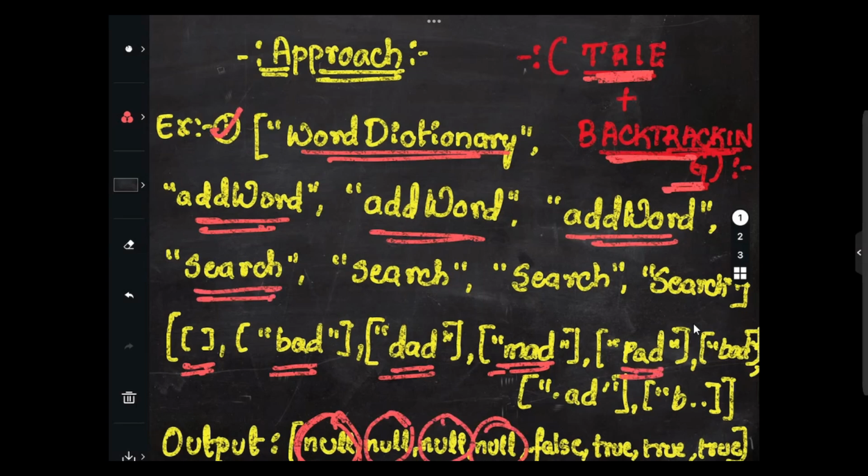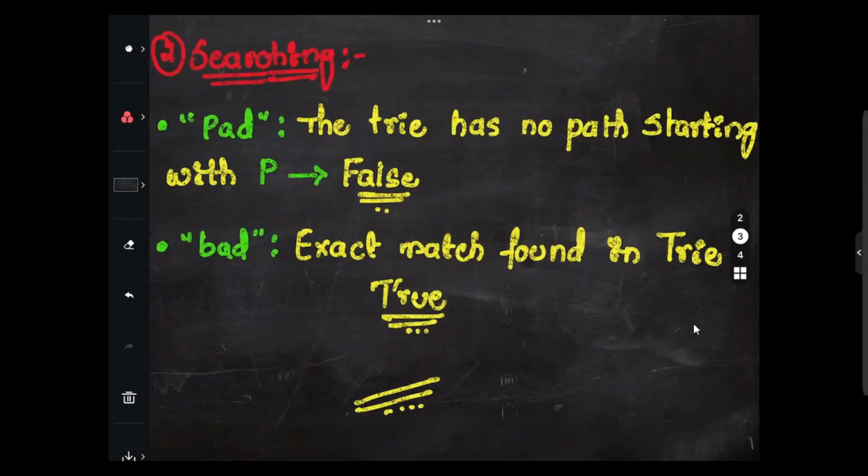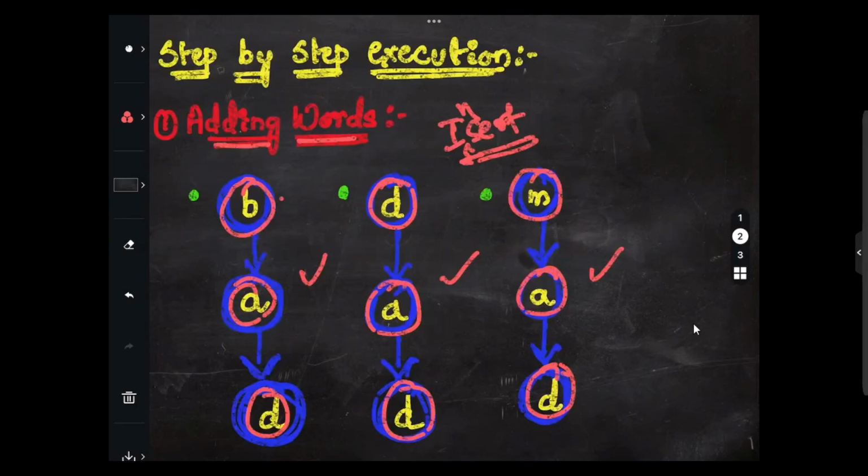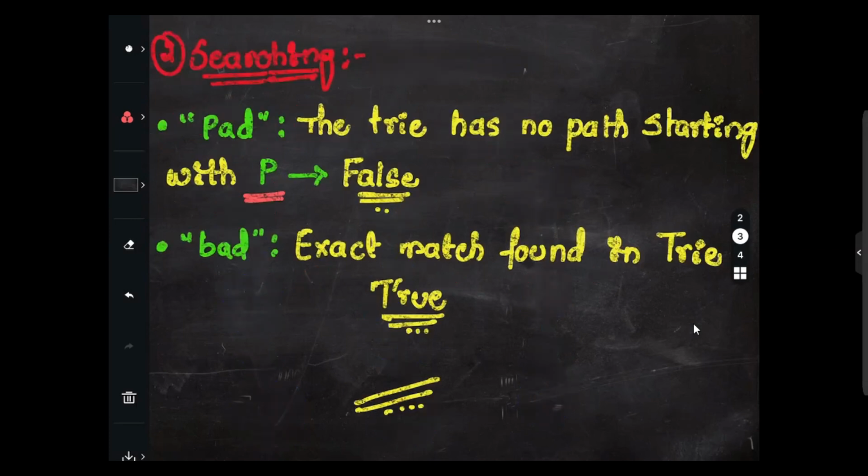So let's move on with the search part. Now, search of pad. Let me come here. The trie has no path that is starting with P. Bad starts from B, dad starts from D, and mad starts from M. So we do not have any path that starts with P. So we will return the boolean value false. The return value of search is either true or false, so we have to return false in this case.